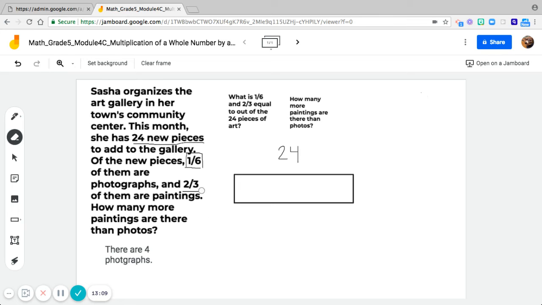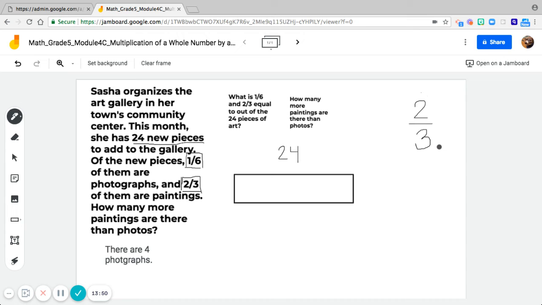So our fraction that's being represented in the problem to show how many paintings there are is 2/3. Okay, now again, we need to see how much 2/3 is equal to out of 24. So we're going to follow the same protocol we did when we were doing 1/6, okay? Let's look at the fraction of 2/3 now. So again, this tape diagram is representing a whole. The whole, which is the 24 art gallery pieces, the new pieces that have been added to this art gallery.